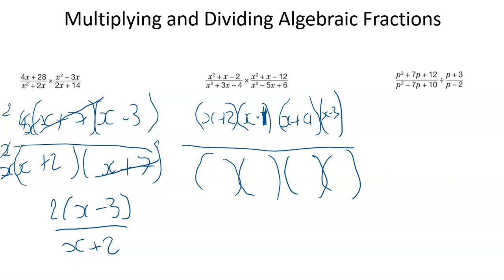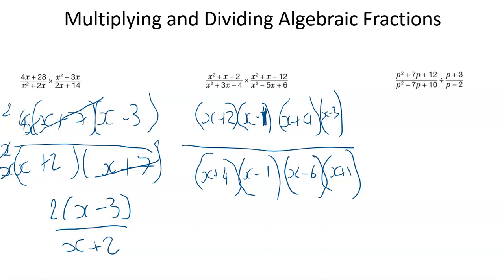For this one, I need to make 4, but I also need to make 3, so I think 4 and 1 is what I'm going to need. X plus 4 and x minus 1. And here, to get 6, but with minus 5, I'm going to do 6 and 1, I think. Yes. So it's going to be x minus 6 and x plus 1, and they're going to combine to give us this, I'm pretty sure.